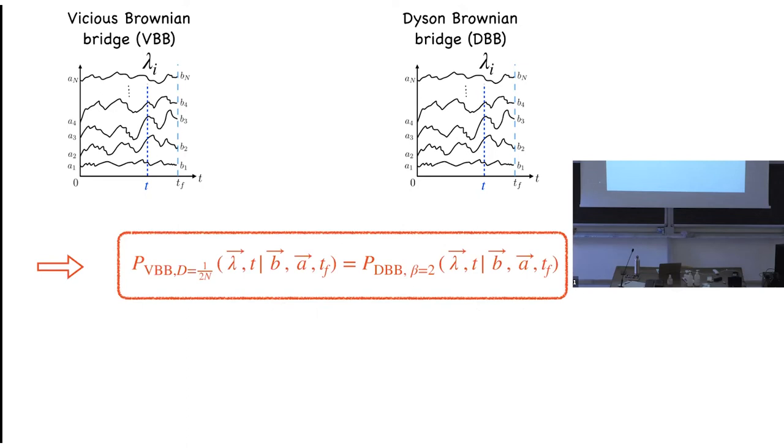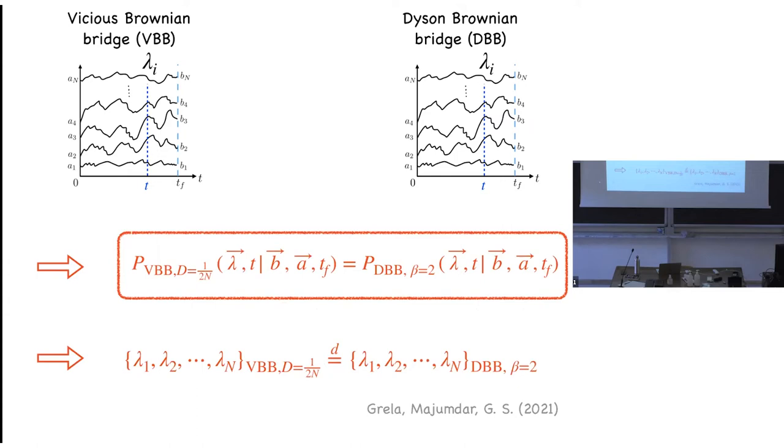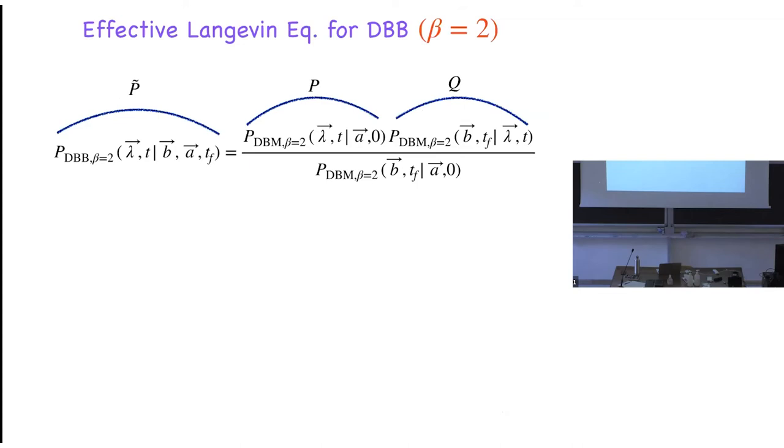So that's what I want to use: the vicious Brownian bridges that I want to generate eventually are exactly the same as this one. Now this one is nicer because I know I can start from Dyson's Brownian motion equation. So the idea is basically to write an effective Langevin equation for these quantities. How do you do that? Well, you just do exactly the same as I showed you before. I just write the explicit Fokker-Planck equation for P and Q. I have a Langevin equation to start with, so that's pretty easy to write.